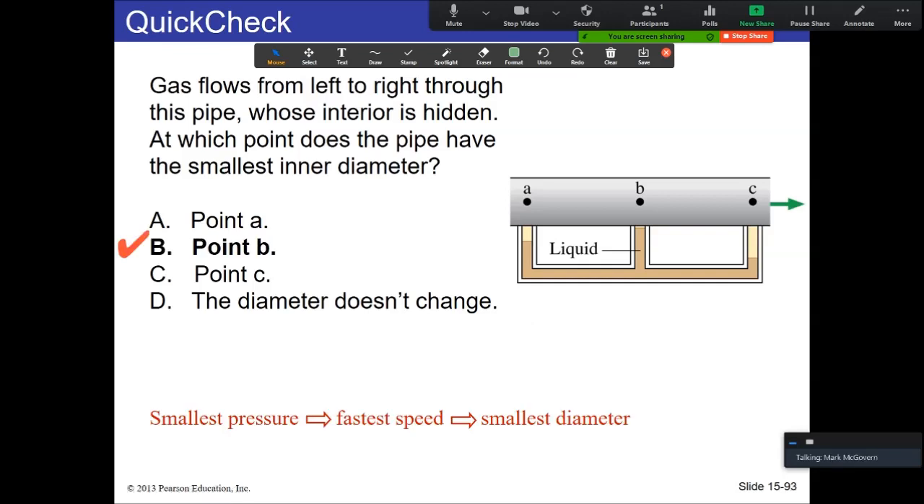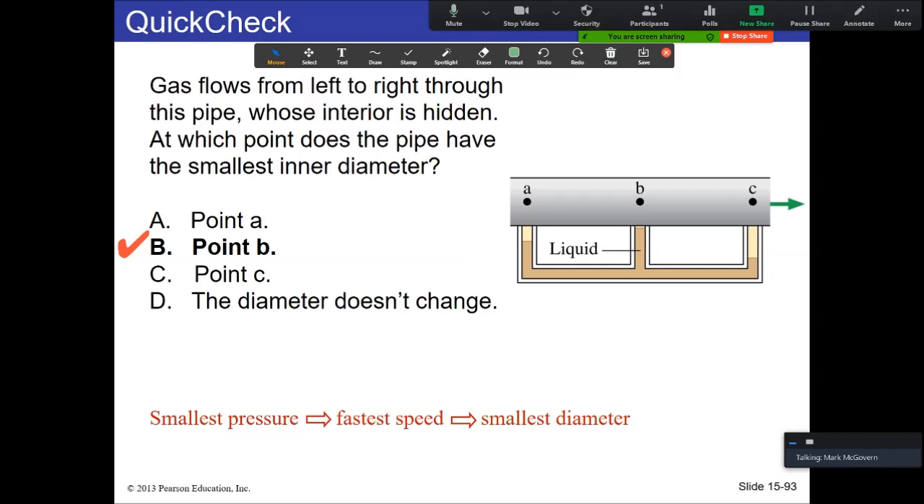B. B has a higher column of liquid, which means that the pressure in that column at the top is less than the other ones. And that would occur if the fluid there is moving at a faster speed. It would be moving at a faster speed if the diameter was smaller. So we're actually combining two things here. We're combining the equation of continuity, right?